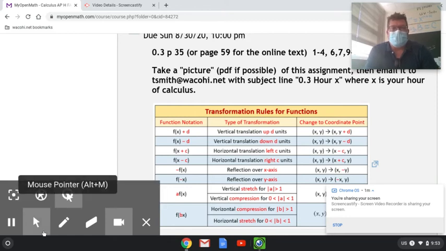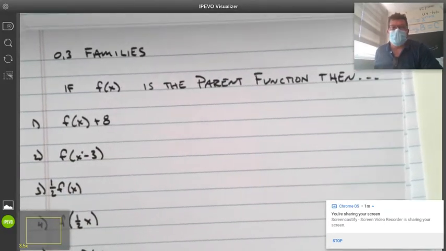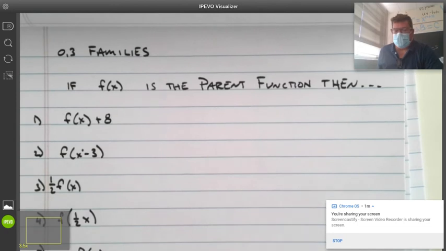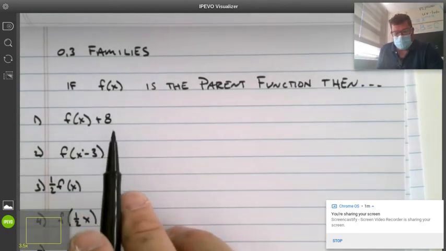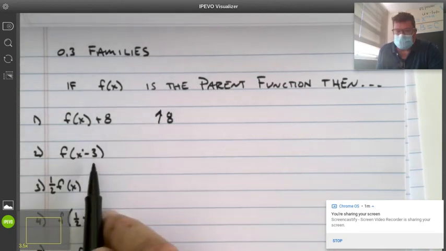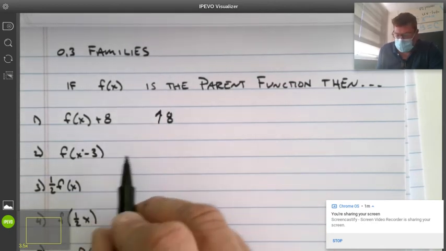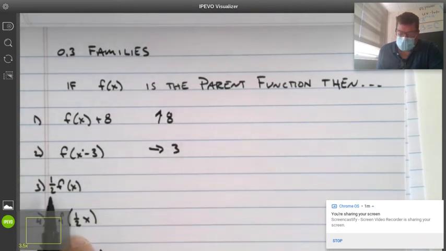Let's try a couple of sample problems. So if the parent function is f of x, this transformation on the outside makes it shift up 8 units. How about this one? That's right 3. Fractions out front make them fat.